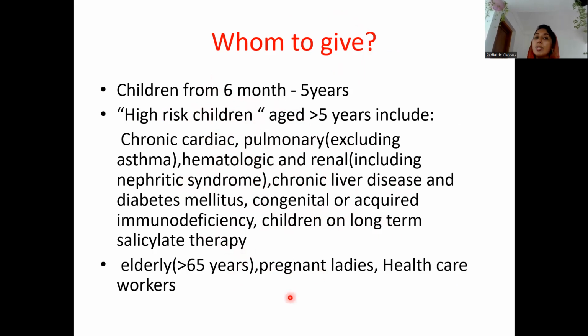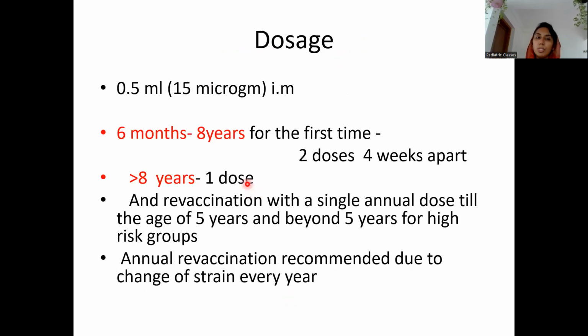Healthcare workers, why? Because we are exposed to infection many times. What is the dosage? Dosage is 0.5 ml, that is 15 microgram, intramuscular. What is the schedule? 6 months to 8 years. For the first time you are giving, you should give 2 doses, 4 weeks apart. More than 8 years, you should be giving only 1 dose.